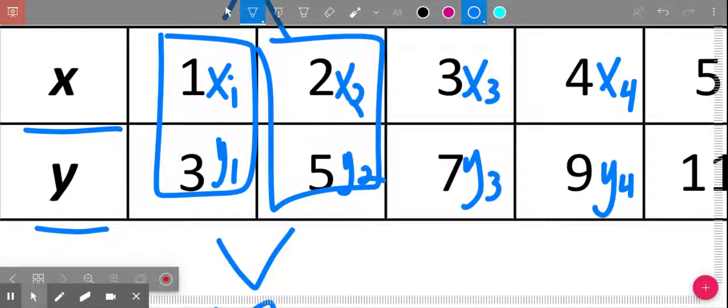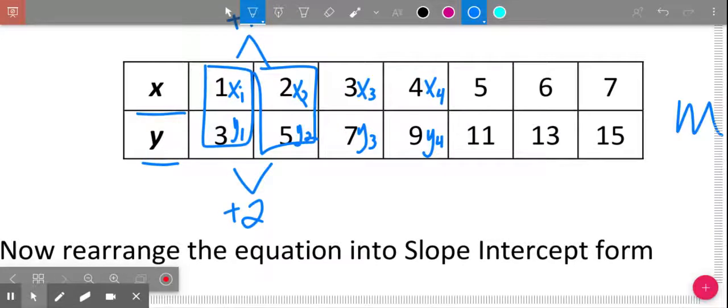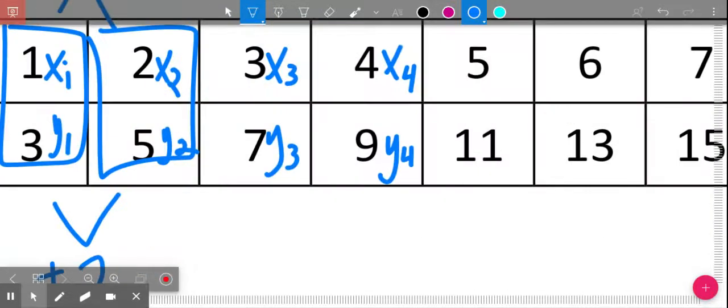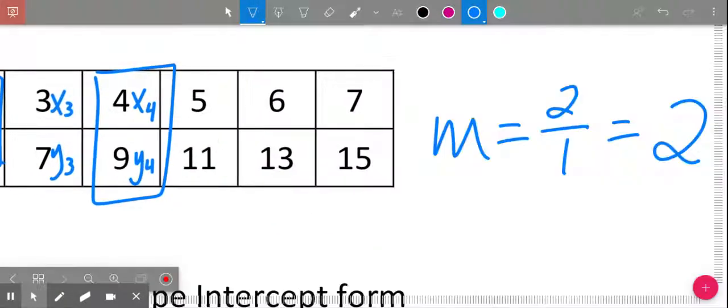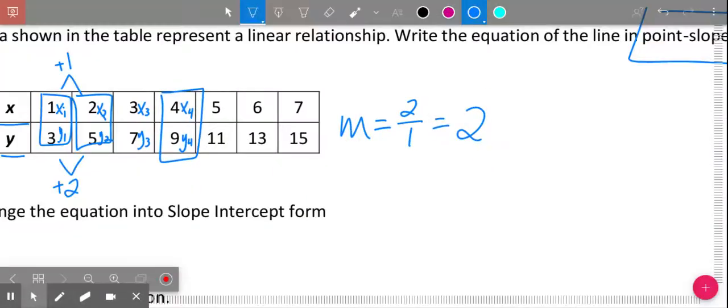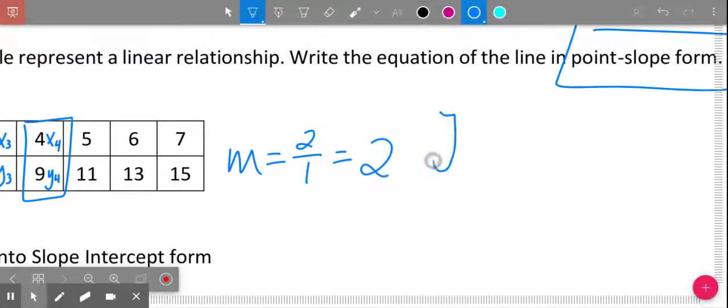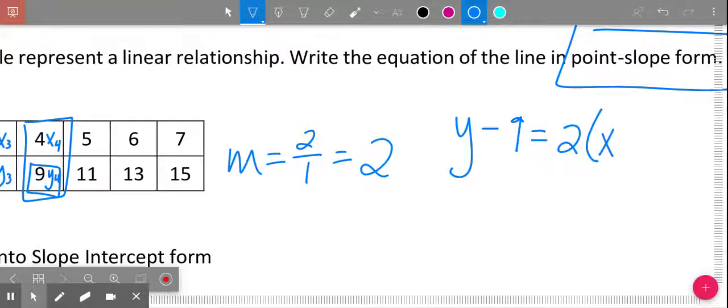I really only care about one point. You can pick any of these points and you'll get the same answer every single time. I promise. So we're just going to pick any random point. Doesn't matter which one we pick. I'm going to pick this one. If you already started the problem and you picked 1, 3, you're going to get the same answer. So I'm going to pick 4, 9. I'm going to plug them into my equation. So I have y minus my y, which is 9, is equal to my slope, which was 2, and then x minus my x, which is 4.